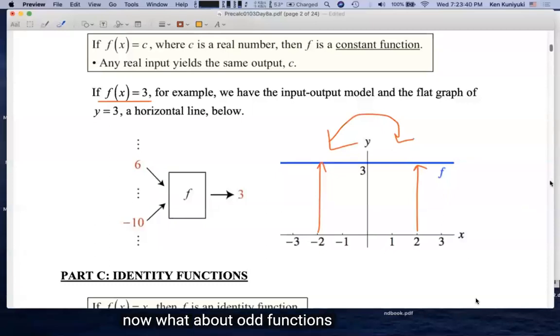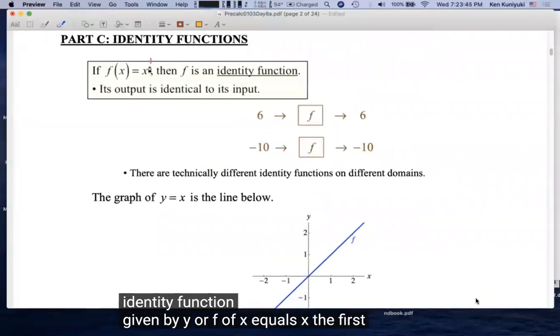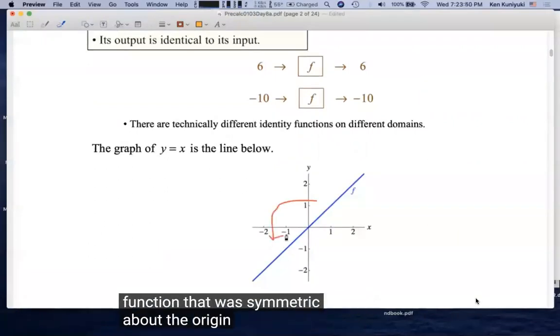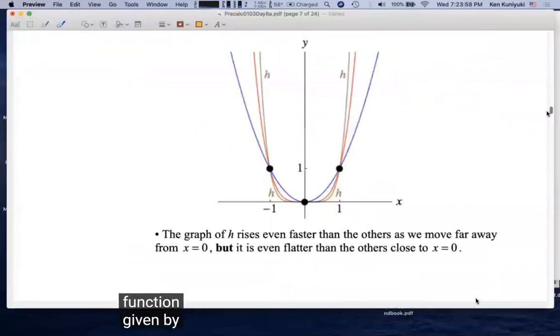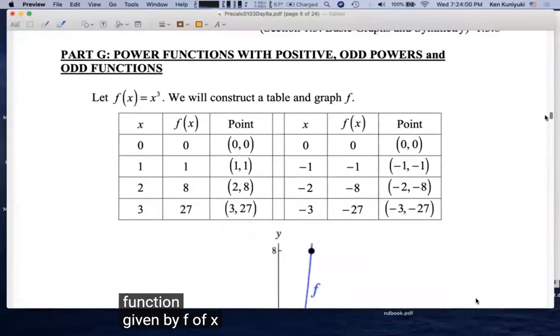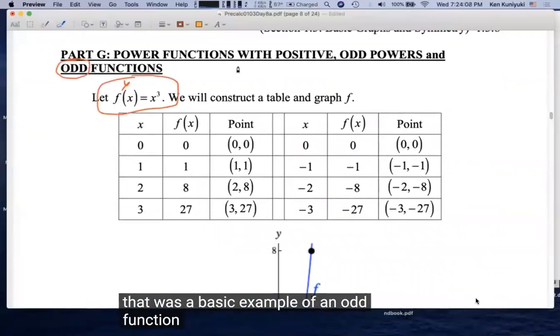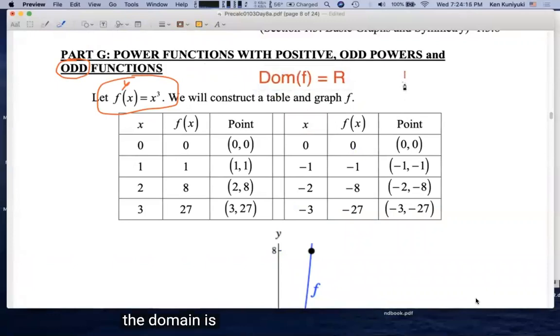Now, what about odd functions? Well, the identity function, given by y or f(x) equals x to the first, that was a basic example of an odd function. That was symmetric about the origin when you graphed it. Another one we looked at was the cubing function, given by f(x) or y equals x to the third, or x cubed. That was a basic example of an odd function. Again, the domain is all reals.